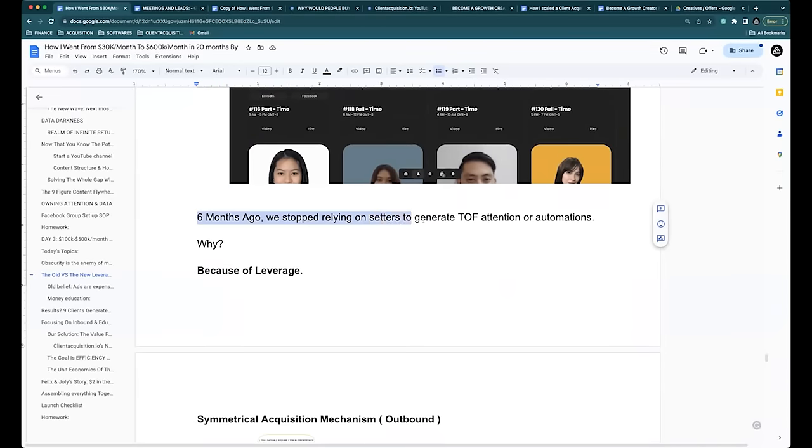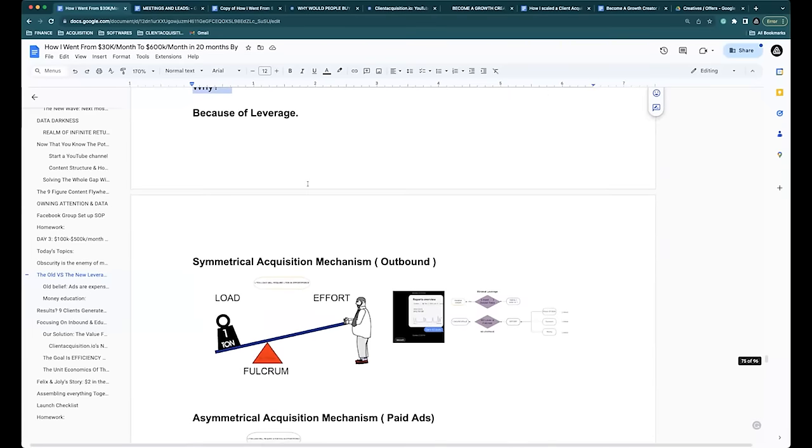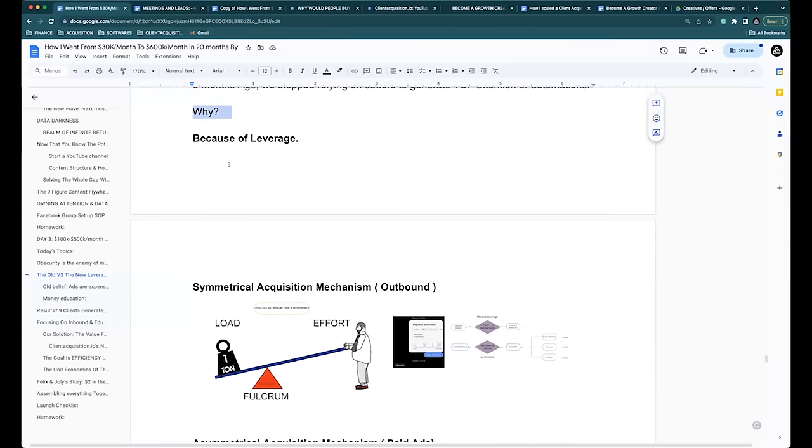So 6 months ago, we stopped relying on setters to generate top of funnel attention or automations. What I mean by this is we stopped getting VAs or growth specialists to work on top of funnel attention-generating efforts. Why? Because of leverage. Okay. And I want to introduce to you guys a quick important thing.